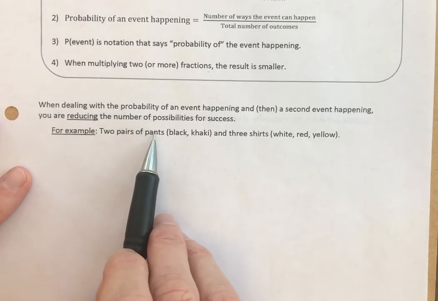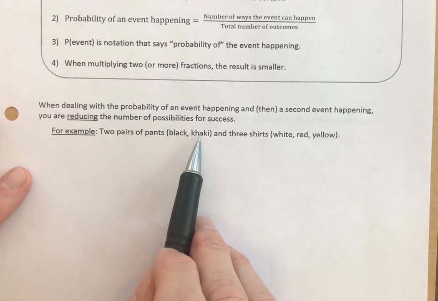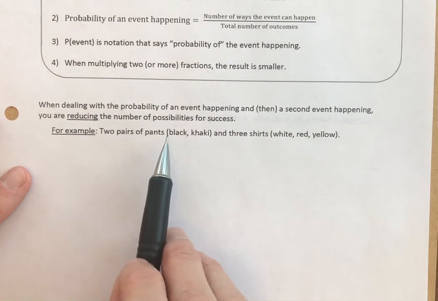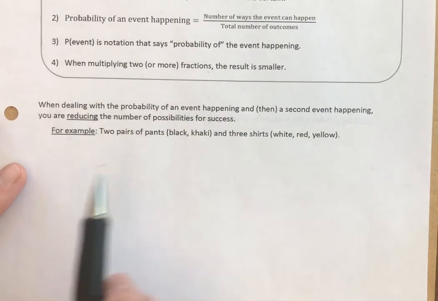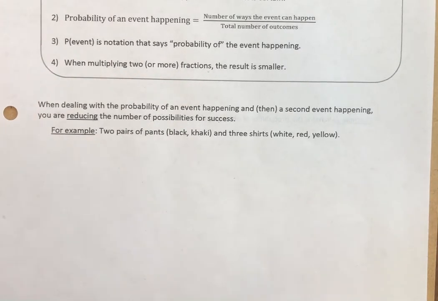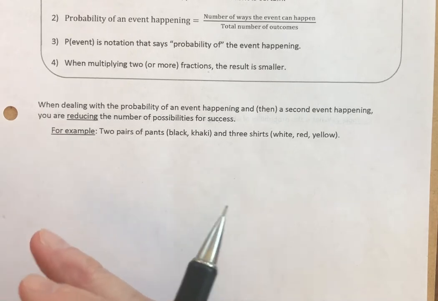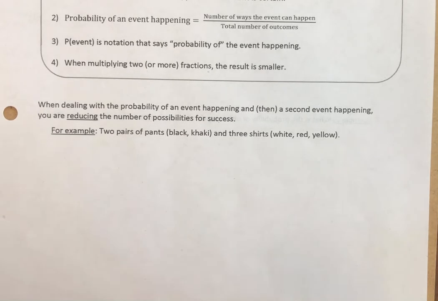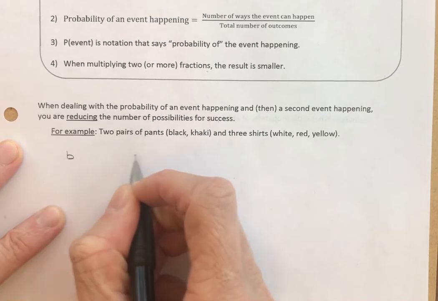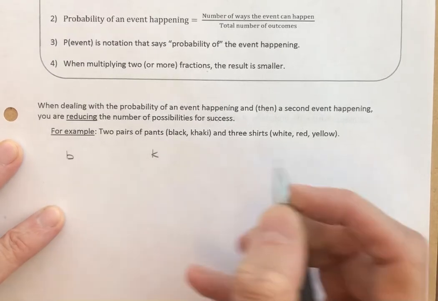We've got 2 pairs of pants, black and khaki, and we have 3 shirts. Okay, and let's say the black pants are in the closet and the shirts are in the drawer. So we're going to pick a pair of pants first. We have 2 things happening here: pick a pair of pants and then pick a shirt. Okay, you don't pick them both at the same time. You do one before the other. We're going to do pants before shirt. So we have our black pants and we have our khaki pants.